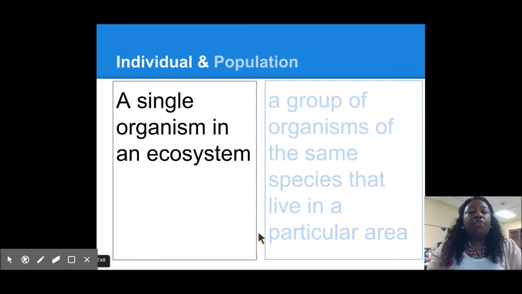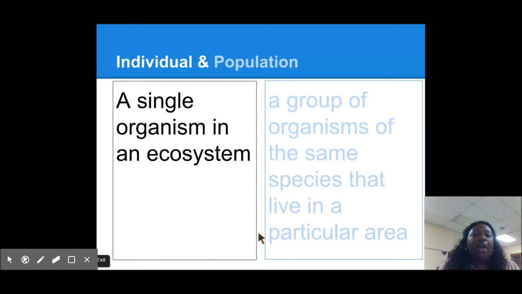All right, so individual and the population. We have individual, who is a single organism within the ecosystem, us, and then we have the population, which is a group of organisms, the same species that live in a particular area. So for us, population would be the people at the school. Okay, the females, the males.